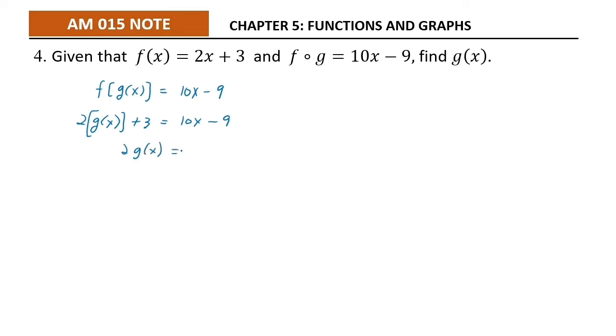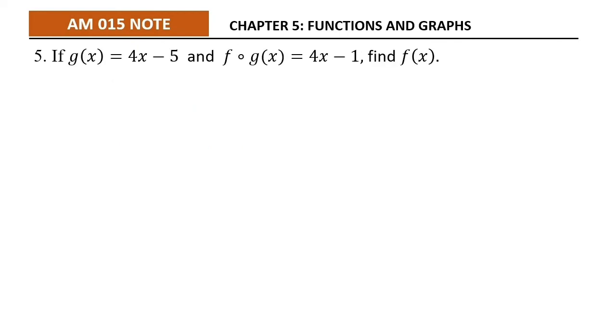2gx equals 10x minus 12, and then gx equals 5x minus 6. 10x minus 12 divided by 2, so we have 5x minus 6 as gx.